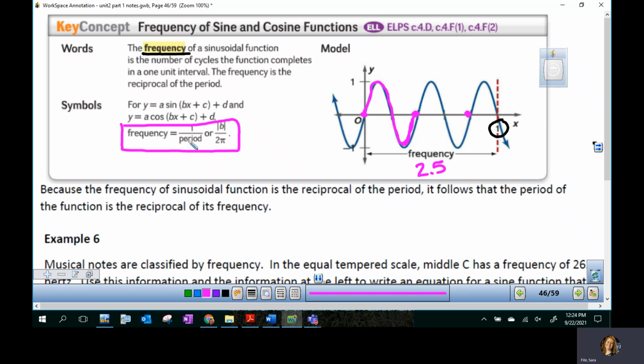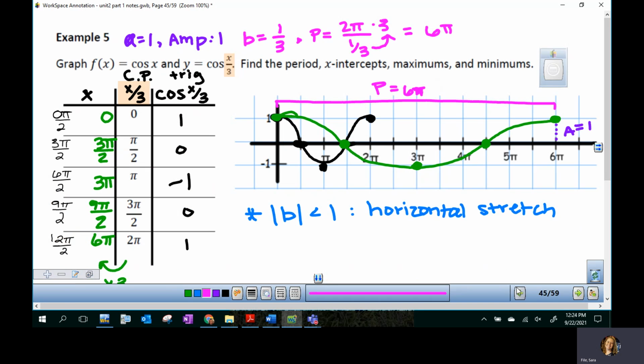And since period is 2 pi divided by b, the frequency is b divided by 2 pi. The absolute value of b divided by 2 pi. Okay, so that's how you can determine frequency, or if you're given frequency, how you can determine b to write the equation. Okay, so just to give it some reference, let's think about frequency of that last example.